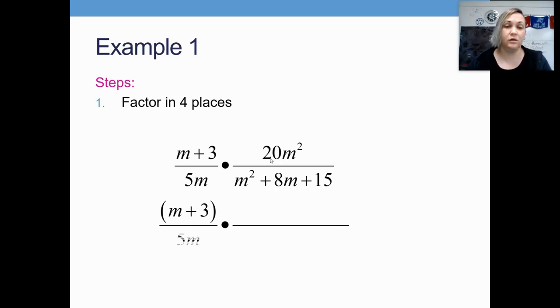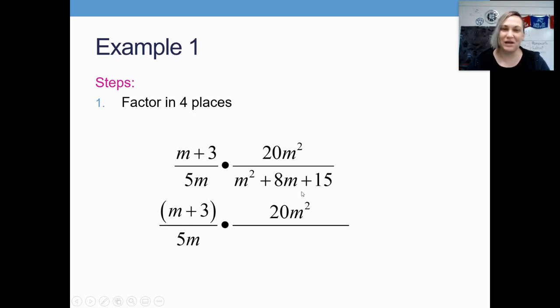Moving on, the bottom of that fraction does not have any adding or subtracting, so I don't have to factor, and I don't even need to put parentheses because there's no adding and subtracting. So if you have a monomial, then you can just leave it be and do not put it in parentheses. Same thing with the top of the next fraction. 20m squared is a monomial. I do not need to factor that.